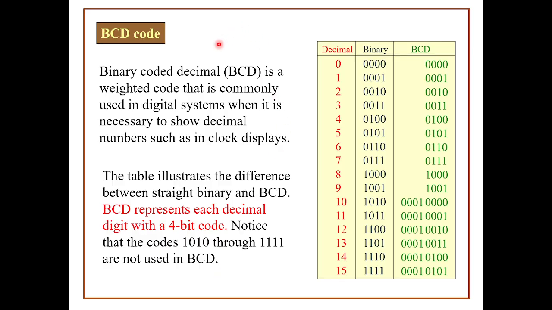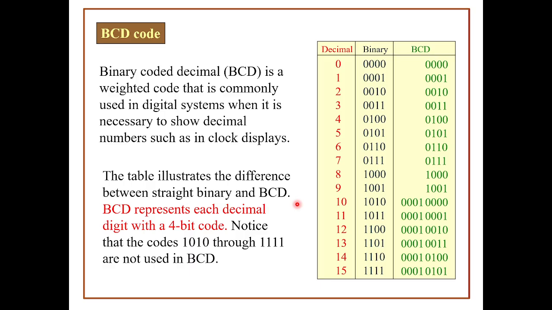Now BCD code. Binary coded decimal, BCD, is a weighted code that is commonly used in digital systems when it is necessary to show decimal numbers, such as in clock displays. The table illustrates the difference between straight binary and BCD. BCD represents each decimal digit with a 4-bit code.